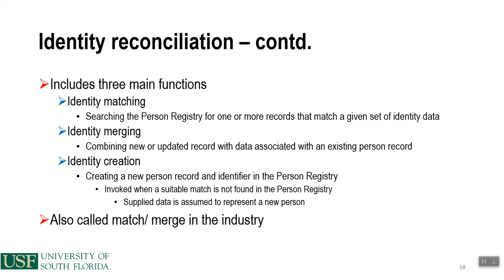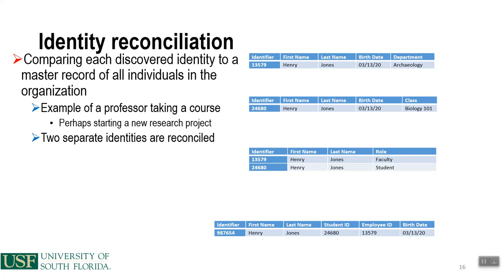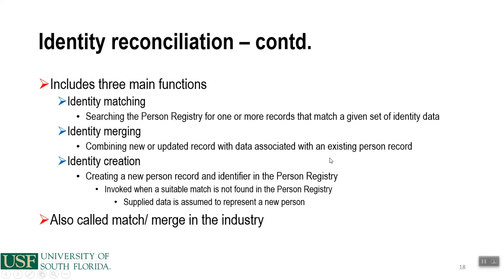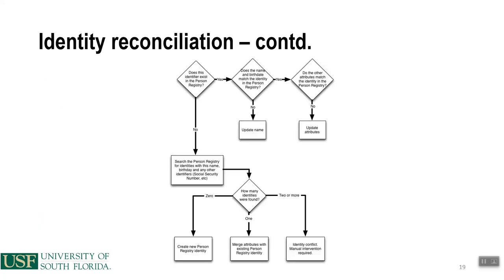Identity reconciliation, which is that last stage, includes 3 main functions, which are identity matching, identity merging, and identity creation. So matching means that you want to match the same person as the person registry, given that set of identity data. Merging is where you combine the new and updated record with the data associated with an existing person record. So what we can see here is Henry Jones. We combine the information for Henry Jones accordingly. And then identity creation is creating a new person record and identifier in the person registry. And this is also called a match and merge in the industry.